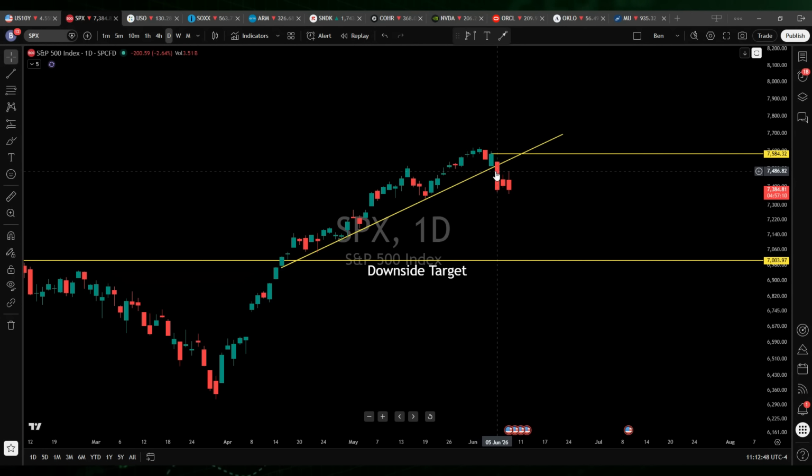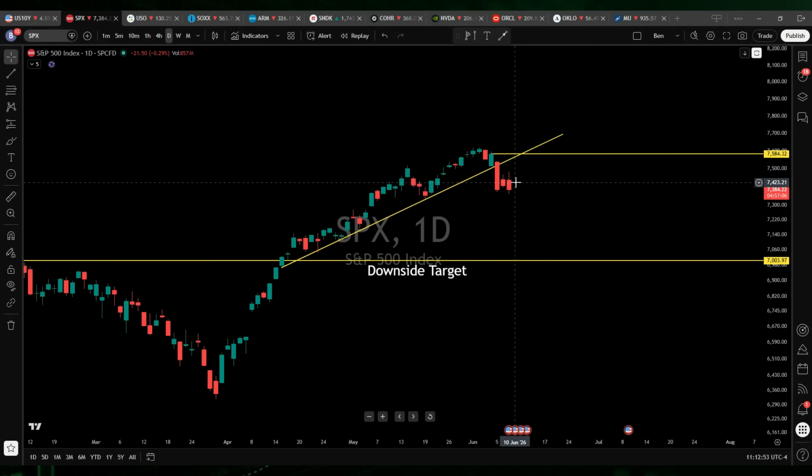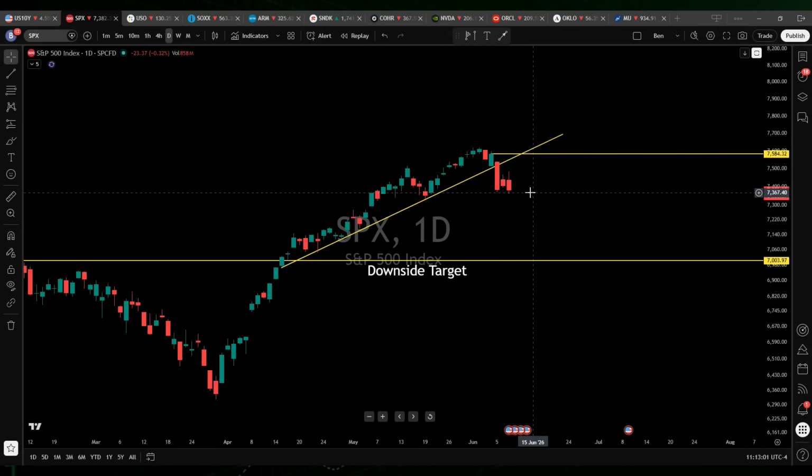So if you want to play this, wait a couple more days. You need about 6 days inside of a nice red bar candle to create a nice bear flag, or you wait for a retrace up here, depending on which happens first.